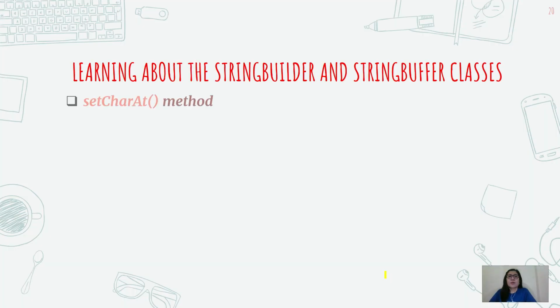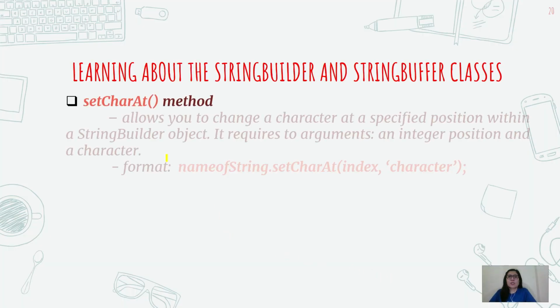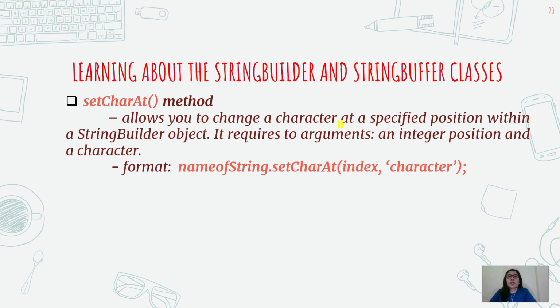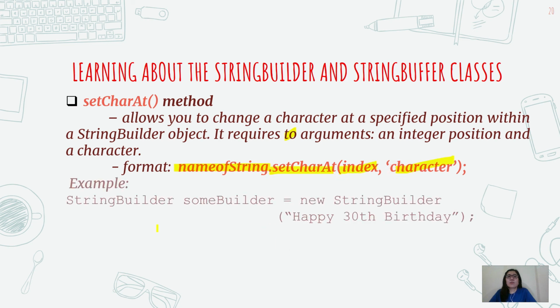And lastly, we have the setCharAt. The setCharAt allows you to change a character at a specified position within a StringBuilder object. It requires 2 arguments, an integer position and a character. So, this is the format: the name of the string, that's setCharAt, the index, and the character. So, for example, we will change this happy 30th birthday into happy 40th birthday. So, we just replace this 3 with 4.